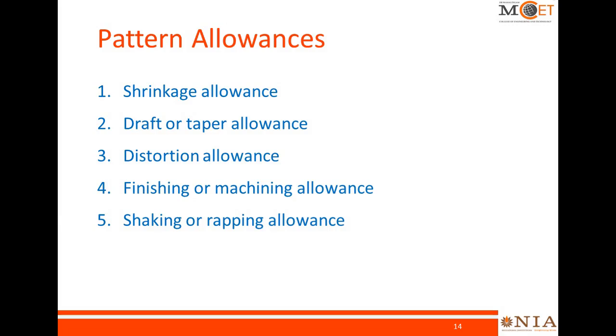And then we'll see pattern allowances. The pattern is made slightly larger than the cast component because of these allowances. First is the shrinkage allowance, second is the draft or taper allowance, third is the distortion allowance, fourth is the finishing and machining allowance, and fifth is the shaking or warping allowance.